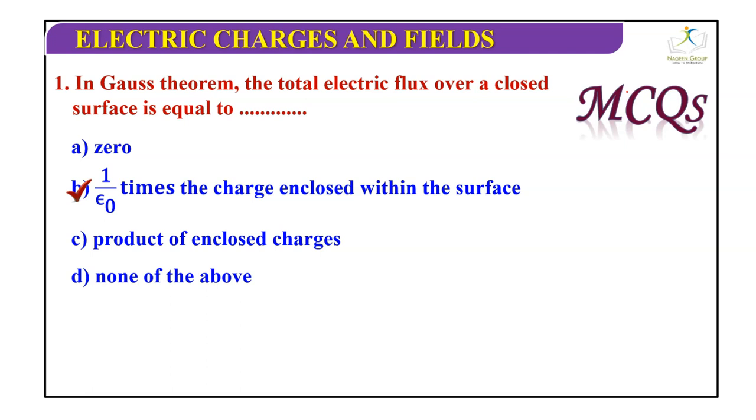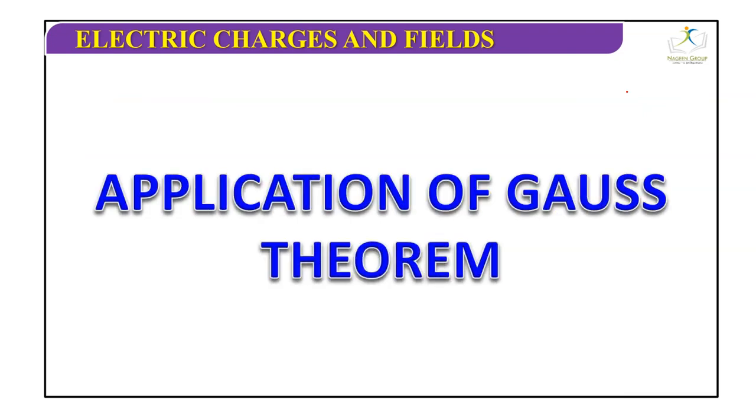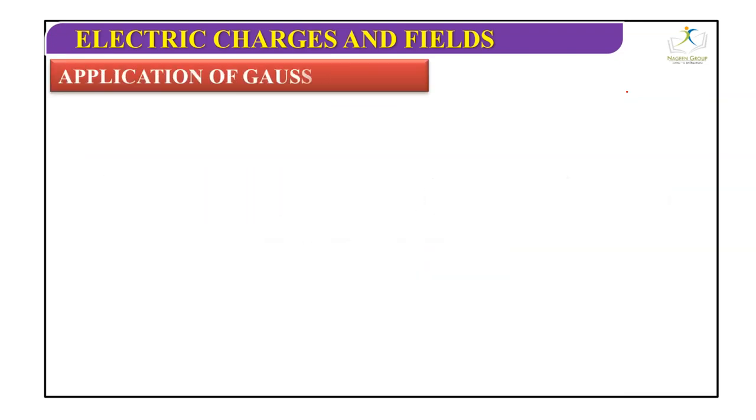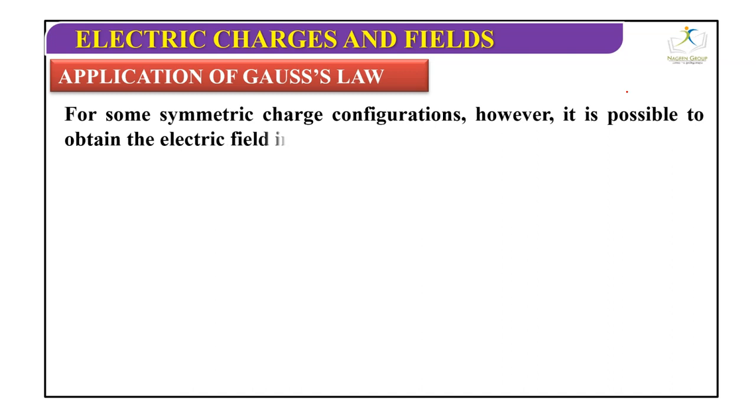Gauss theorem states that the net electric flux phi over a closed surface is equal to 1 by epsilon naught times the charge enclosed within the surface. Application of Gauss theorem: for some symmetric charge configurations, it is possible to obtain the electric field in a simple way by using Gauss law. One thing to keep in mind is that Gauss law is applicable for symmetric charge distributions or symmetric charge configurations.